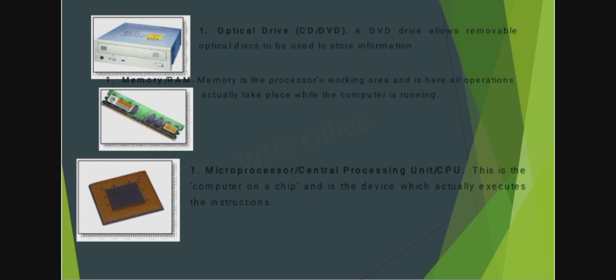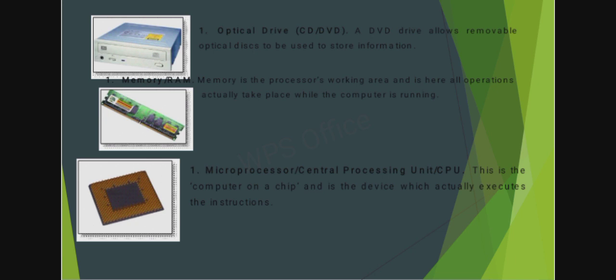Fourth, memory or RAM. Memory is a processor working area and is where all operations usually take care while the computer is running. Memory is also called random access memory and consists of small memory chips which fit into slots on the motherboard.